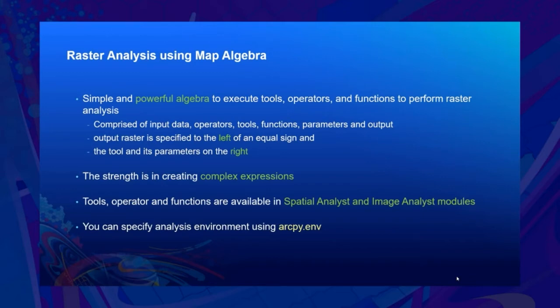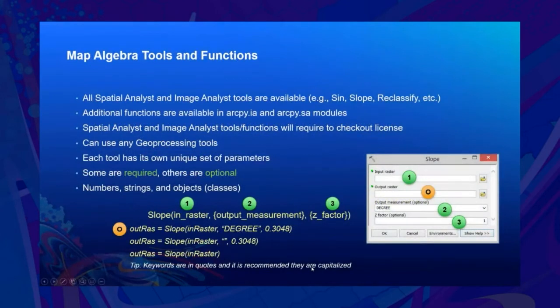Now let's take a look at the map algebra tools and functions that are available. Where are those? They are all in the Spatial Analyst and Image Analyst toolboxes. So everything you see there is also available via the SA and IA modules in ArcPy. Additional functions are available in the ArcPy.ia and ArcPy.sa modules. Spatial Analyst and Image Analyst tools and functions require a license, so you have to check out the license in ArcPy to actually use them.